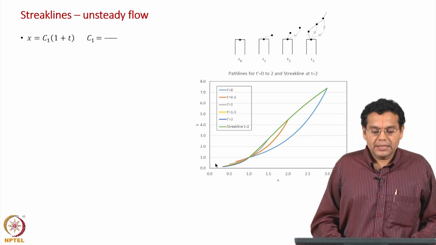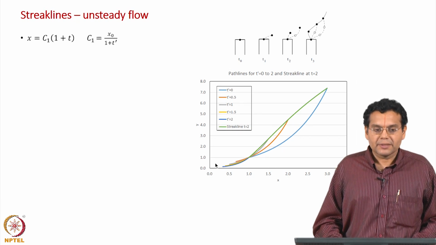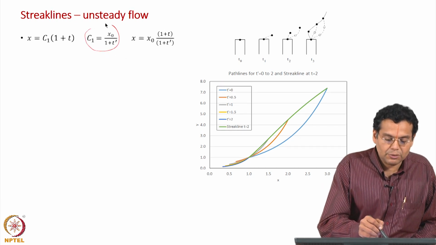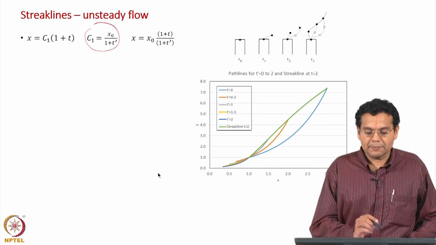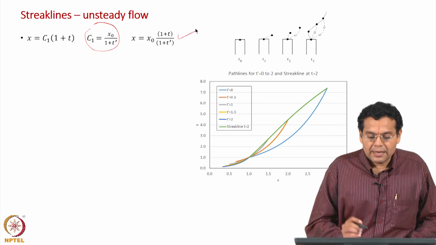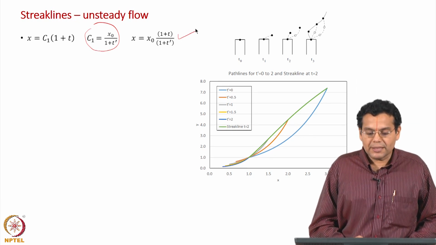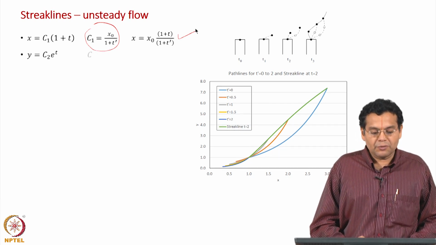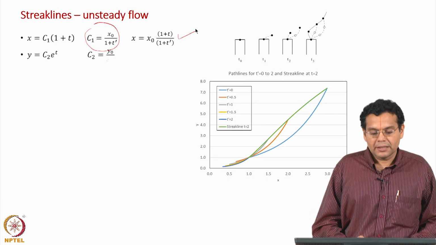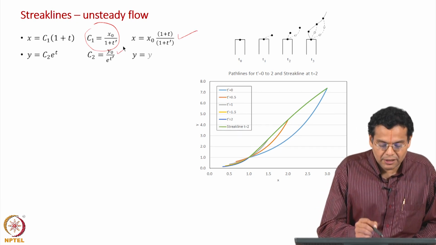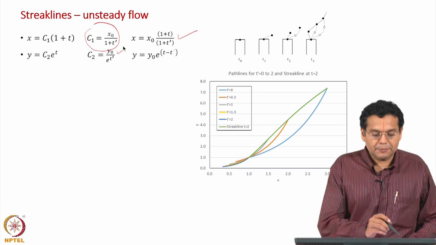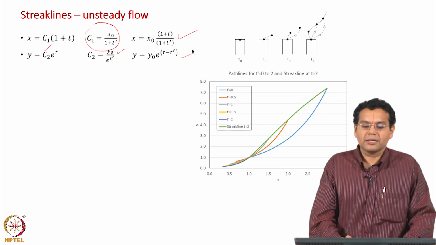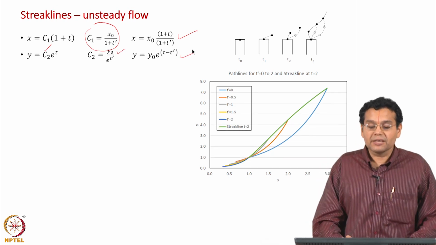x is equal to C1 times 1 plus t, where C1 was the constant of integration. We found that C1 is equal to x naught by 1 plus t dash. Substitute, and you get the equation x equal to x naught times 1 plus t by 1 plus t dash. Similarly, in the y direction we had y equal to C2 e power t. We found the constant of integration as y naught by e power t dash, substitute here and the equation becomes y equal to y naught e power t minus t dash. Now, what is the significance of these equations?